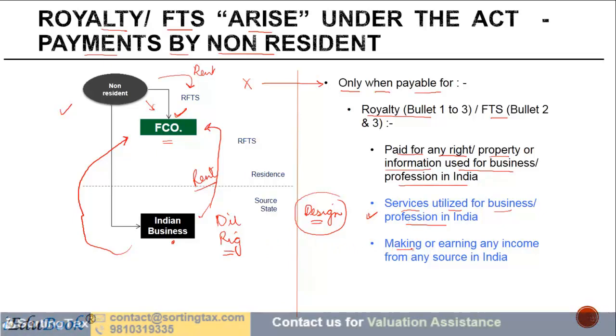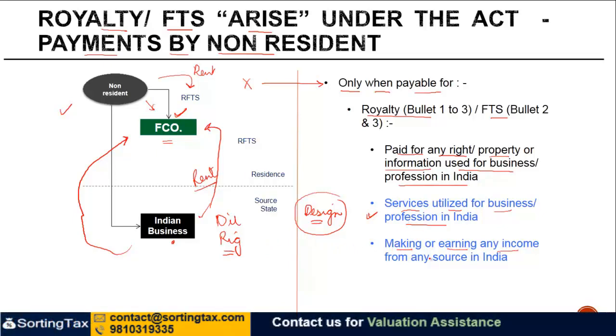And third is making or earning any income from any source in India. If this non-resident does anything else in India from which he wants to earn some income, and in order to earn that income, there is a foreign company which provides services or assets, that is FTS or royalty, then even if payments are made directly abroad, they will be treated as arising in India. In all other cases, payments by a non-resident are not treated as arising in India.